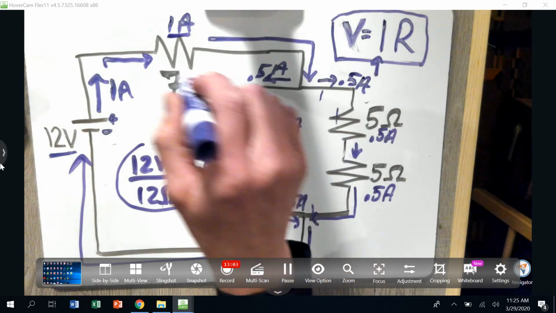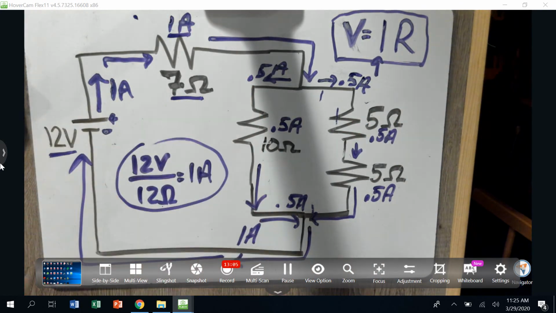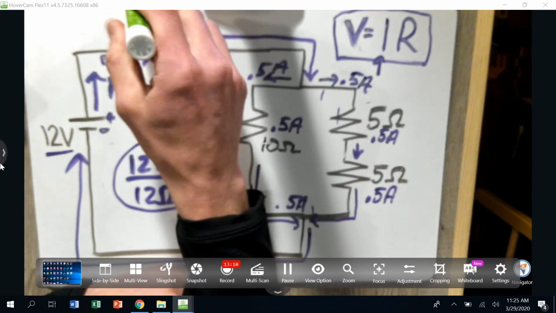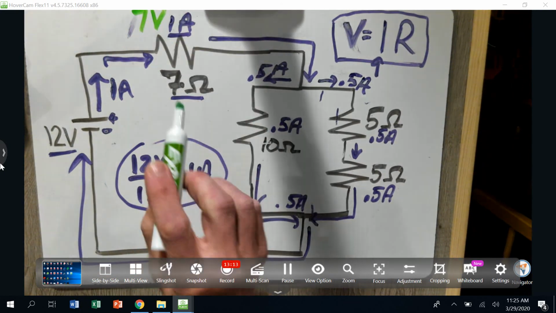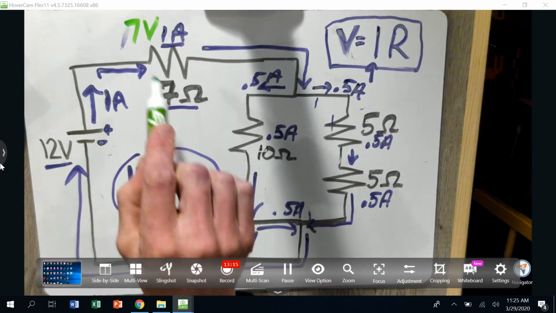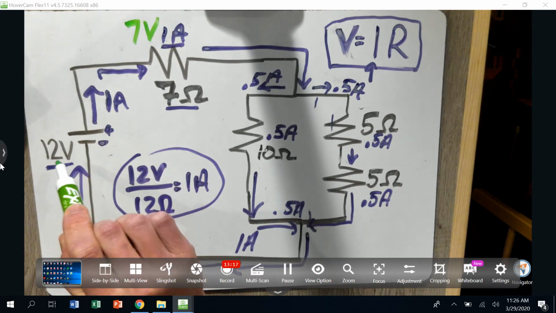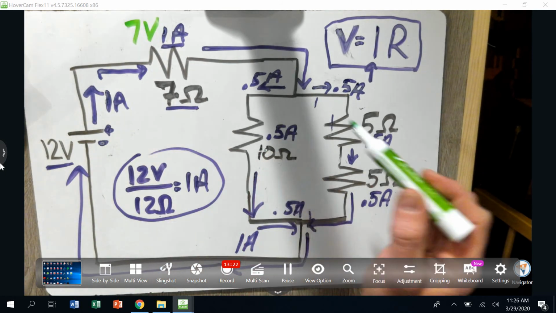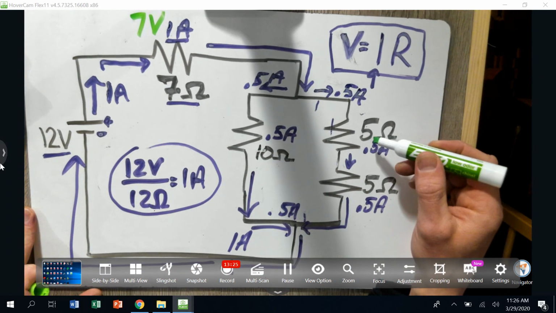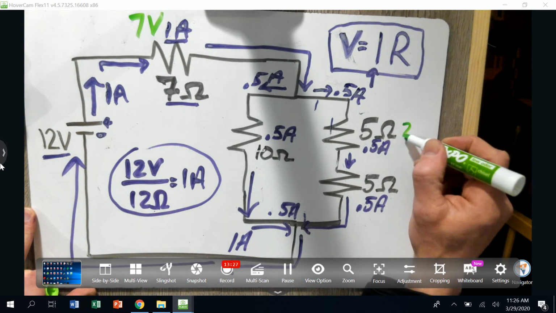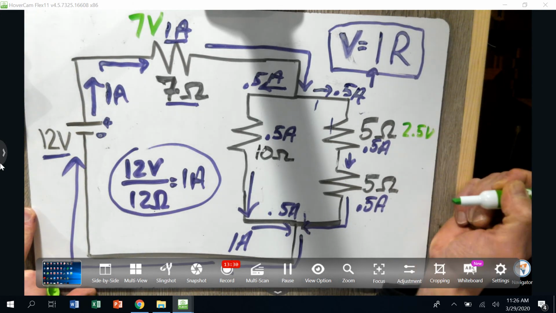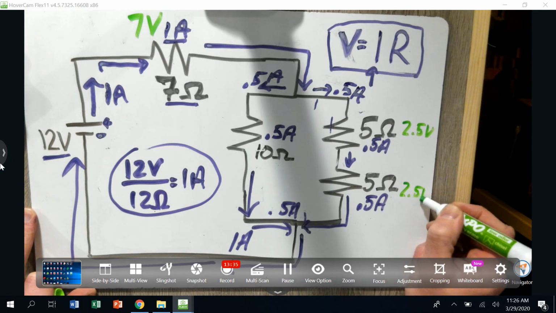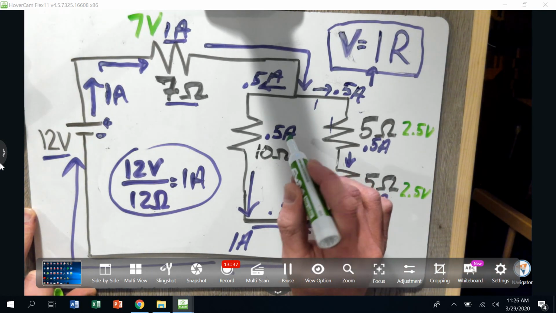So 7 times 1 means 7 volts, and also, let me switch colors here, 7 volts is then going to be consumed by this resistor. So if I'm a 12 volt battery, I've already used 7 of it right here. That means I've got 5 left. If I go to this one, I can say 5 times a half means 2.5 volts. Half of 5, 5 times a half, 2.5 volts. And for the 10, what's half of 10?